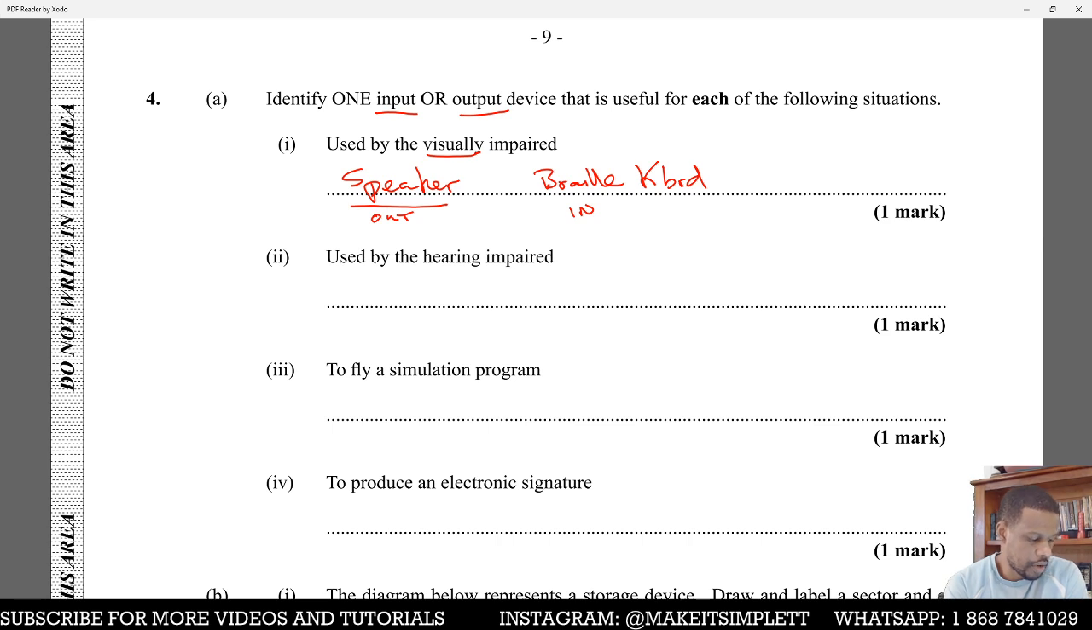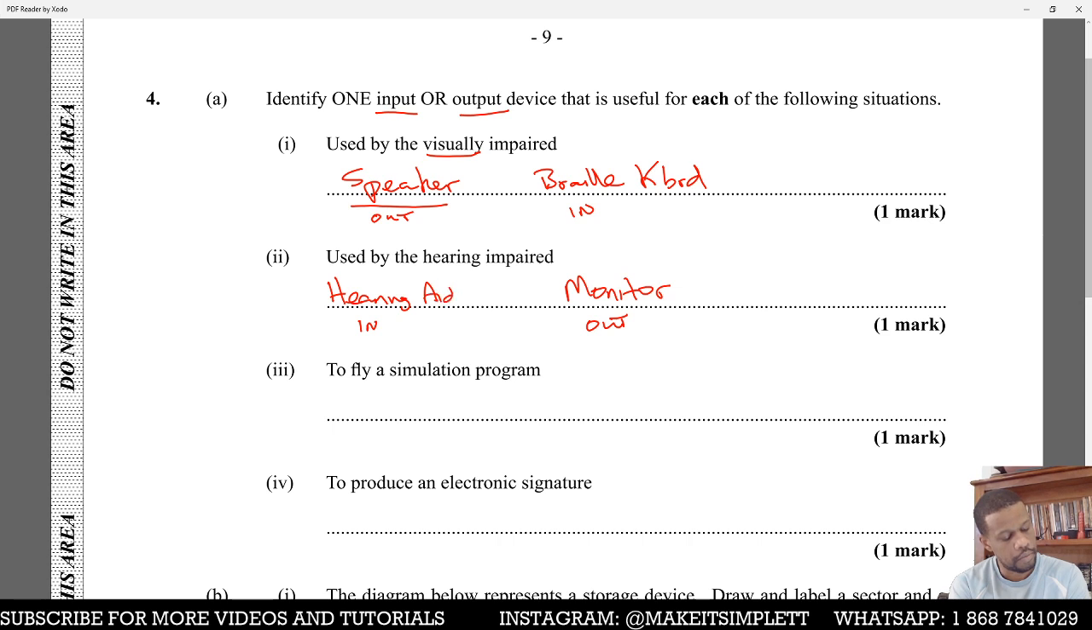To be used by the hearing impaired, input. I don't know what to say for input. Output would be a monitor. Input would be a hearing aid. I don't know, that's all I could think of. Kind of weird, but seems solid enough.